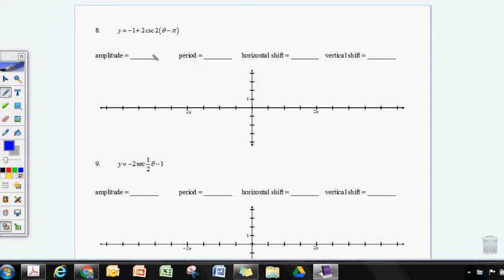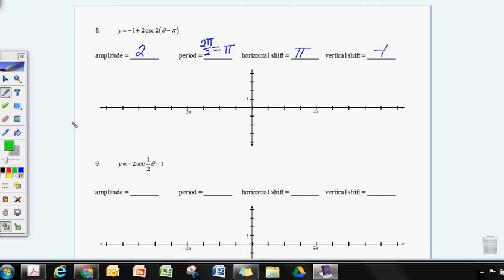The first thing I notice is that there is no C value or B value that needs to come out. Notice that there's my floating D. And as I am looking at this, my amplitude is 2. My period is 2 pi divided by 2, which is just pi. My horizontal shift is a positive pi, and my vertical shift is -1.